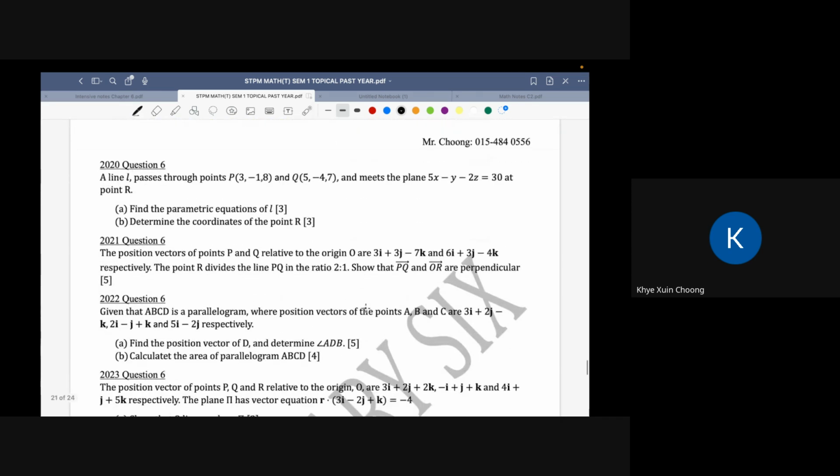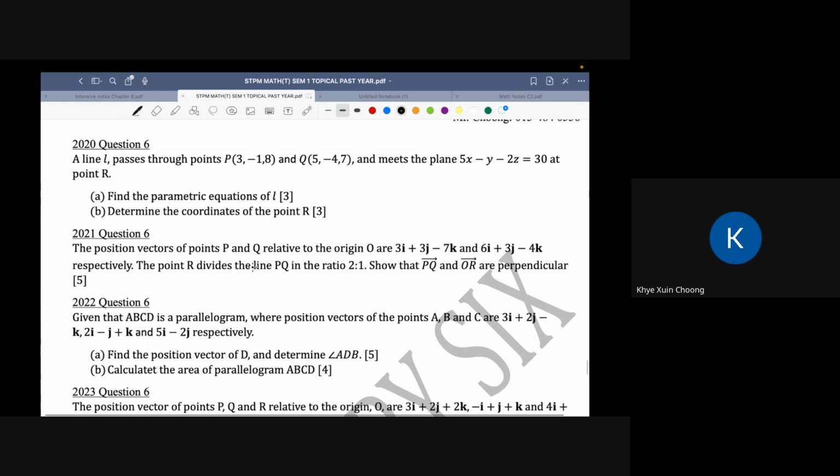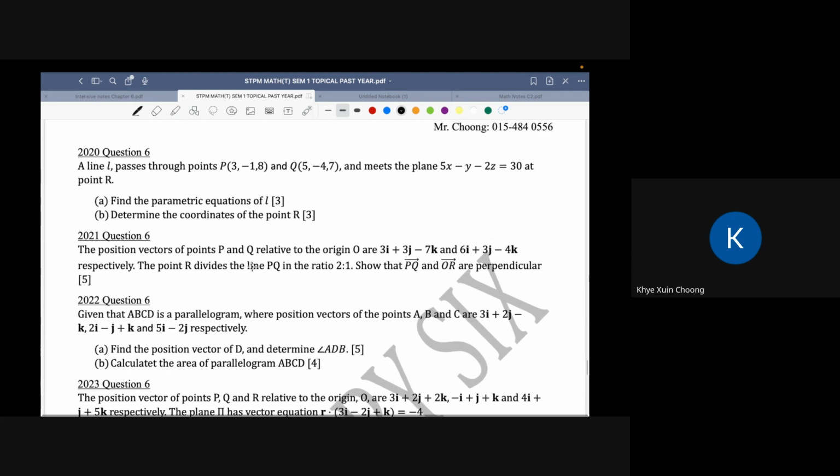Okay, let us see the next question. So 2020: a line L passes through the points P and Q and meets the plane at point R. Find the parametric equation of L. So it wants you to find the parametric equation of L. How do you do it first? You find the vector equation first.